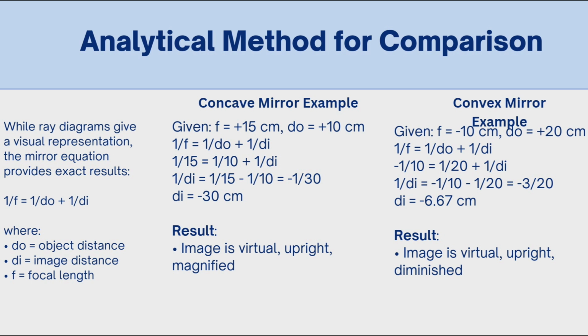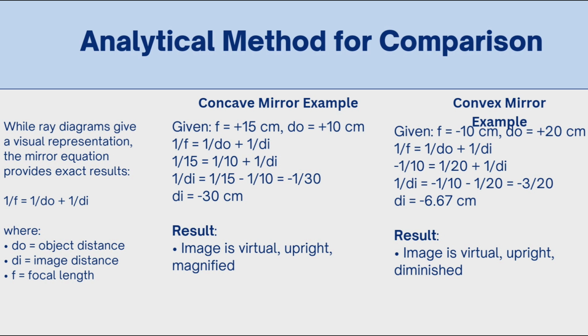We have first the concave mirror. Given our focal length is equal to positive 15 centimeters and the do is equal to positive 10 centimeters, we want to find the image distance. Our formula for this is 1 over f equals 1 over do plus 1 over di. Since we want to find the di, let's rearrange the formula first. So 1 over di equals 1 over f minus 1 over do. Step 2, let's substitute the given values, which is 1 over 15 minus 1 over 10.